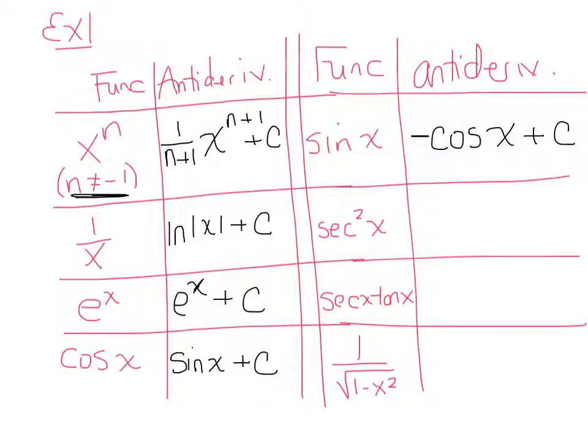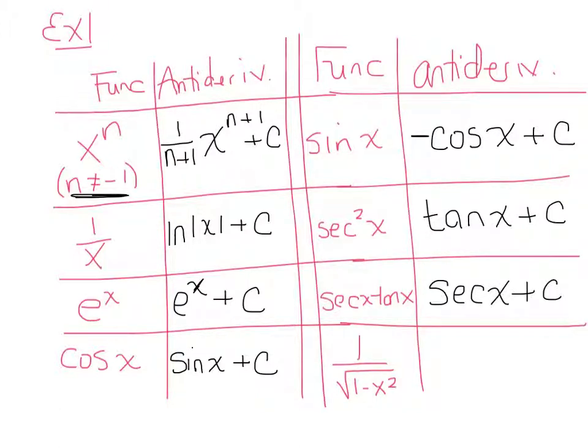Secant squared of x is a function, so the question is, what's the antiderivative of that? So if we're going backwards, what did we take the derivative of to get secant squared? Hopefully you remember that that's tangent of x. I've got two more here. Secant x tangent x. So the question is, what did I take the derivative of to get secant x tangent x? Hopefully you remember that to be secant of x.